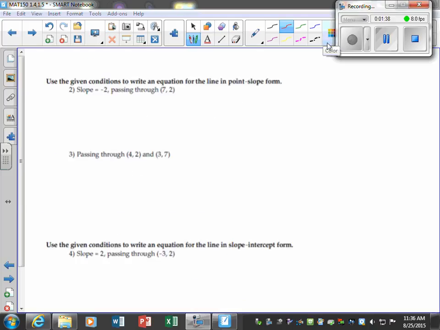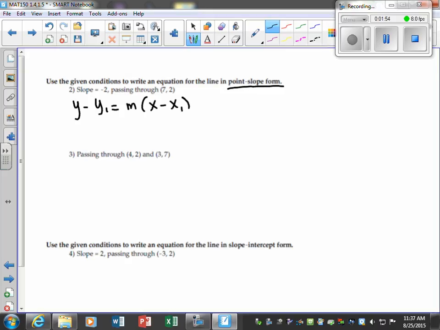Okay, now we're given conditions and we want to write an equation. First of all, we need to know where we're going: point slope form. When you see that, you want to write that equation first. So we get the formula for point slope form: y minus y1 equals m times x minus x1. And we want to start plugging pieces of information in. The important things: we're given a slope, which is our m, and we're given an x and a y value. It's a point, so it's this value and this value.